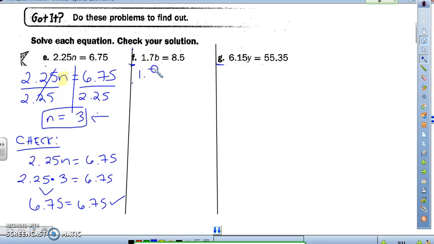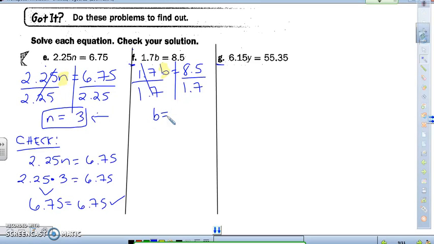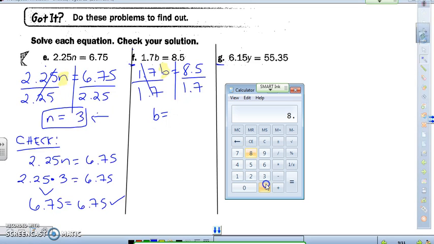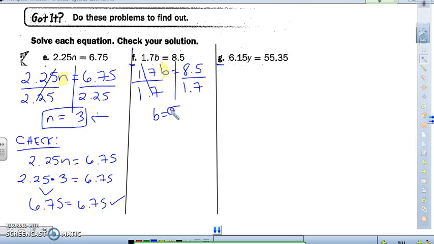Okay, recopy the problem. Find the variable and highlight it. It's multiplication. To get rid of multiplication, we're going to do division. So I'm going to divide by 1.7. Those cross off. I'm left with B equals 8.5 divided by 1.7 gives me 5. These are working out to be really nice answers.